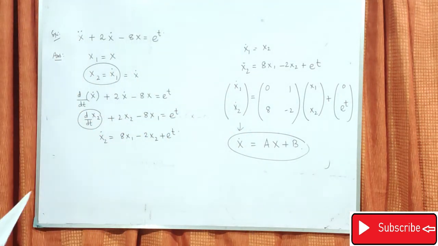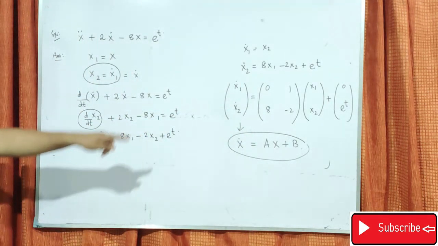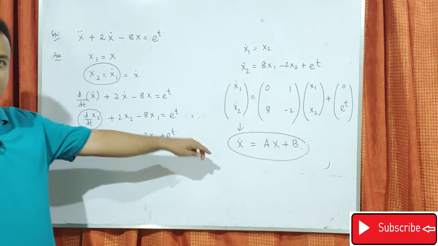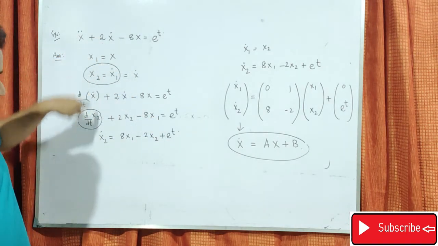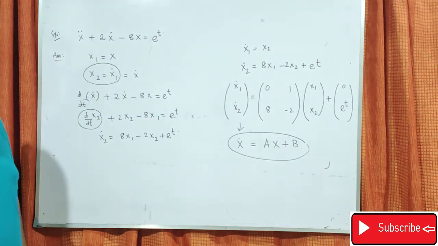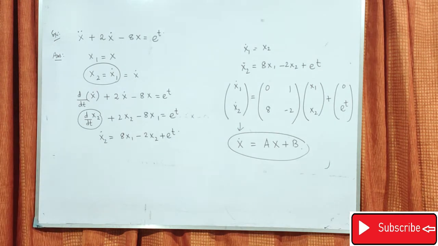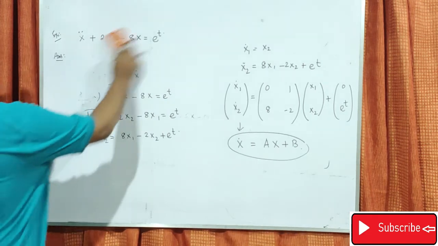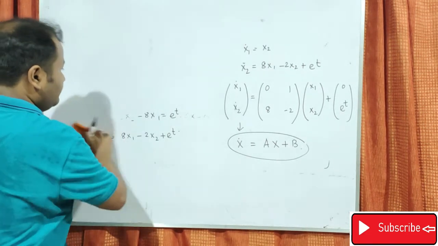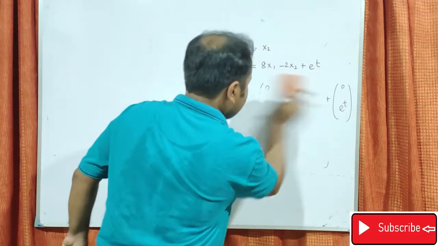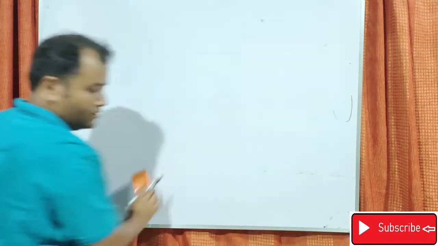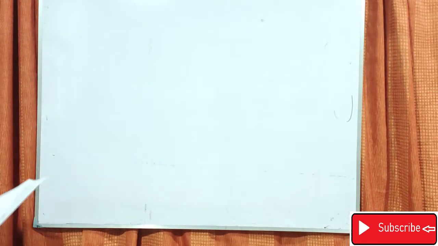So a system of equations we can write in this form, that we know, in a matrix form, but for that you have to convert this and then only you can write. Okay, so now we'll be going for the next topic, which is very important, which is called vector field.